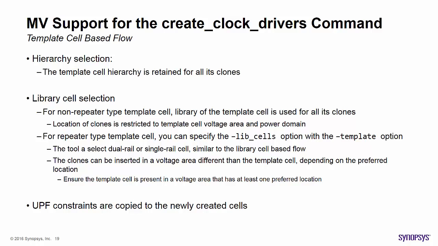In case of a repeater template cell, the -lib cells option can be specified with the -template option. This selects a dual rail or single rail cell similar to the library cell-based flow. The clones can be inserted in a voltage area different from the template cell depending on the preferred location. We need to ensure that the template cell is present in a voltage area that has at least one preferred location.